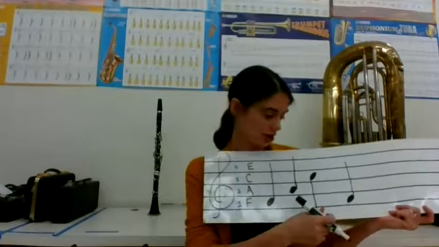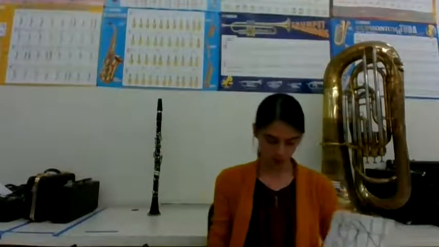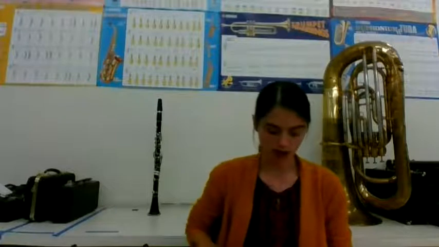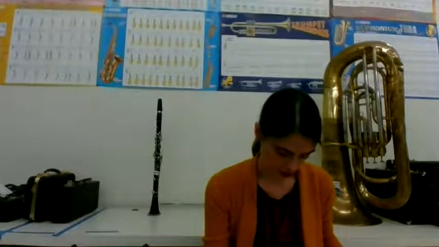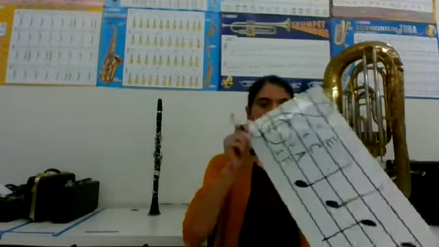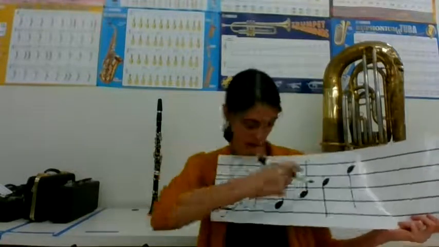I want to change it to the E space though, so I'm going to erase it. And think about it. What space do you think I need to move that quarter note to make it an E? If you said the fourth space, you are correct. And I'll show you what that will look like. So now we have a quarter note that's in the E space.